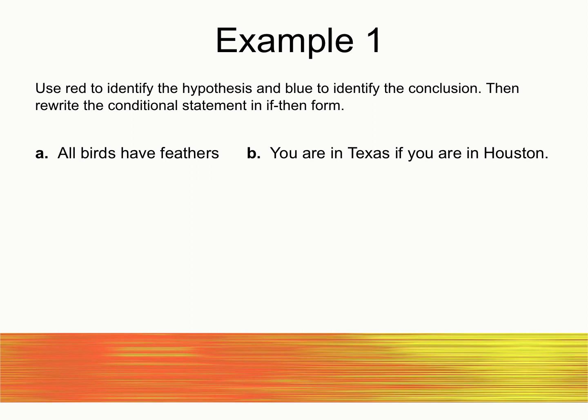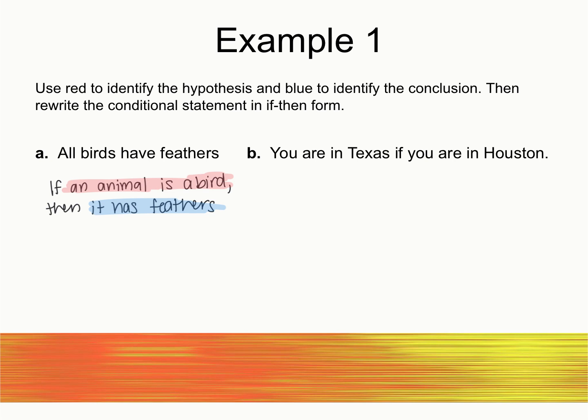So for A, they're telling me a bird has feathers. So I'm going to change this to a statement: if an animal is a bird, then it has feathers. So I'm going to go ahead and highlight my hypothesis. My hypothesis is an animal is a bird. My conclusion is then it has feathers.